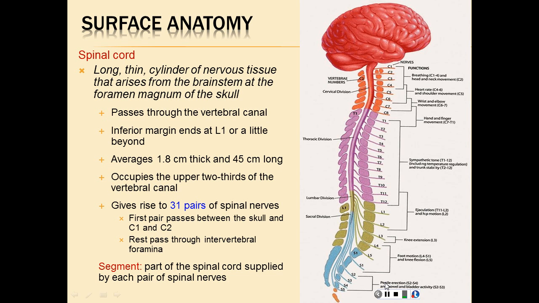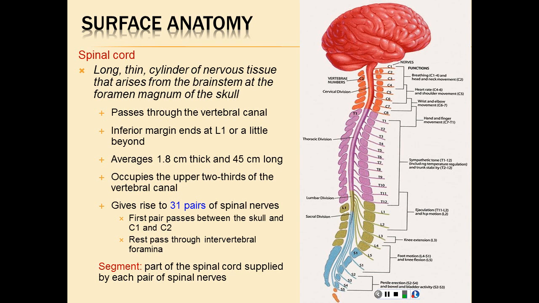Now let's take a closer look at the spinal cord. The spinal cord has a cylinder shape. It's long and thin. It's full of connective tissue, and it arises from the brain stem at the foramen magnum of the skull. It then passes through the vertebral canal as far as the inferior margin of the first lumbar vertebra, or slightly beyond. Early in fetal development, the spinal cord extends the whole length of the vertebral column. The vertebral column grows faster than the spinal cord, so by birth, the spinal cord extends only to L3.